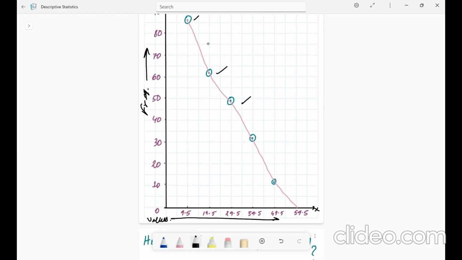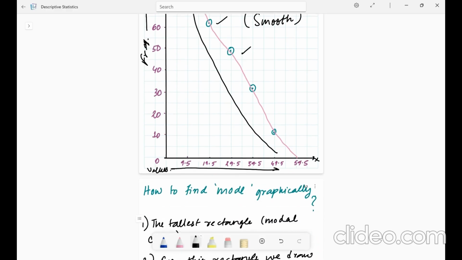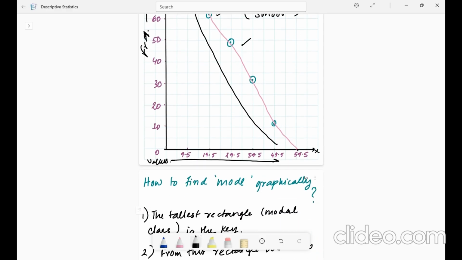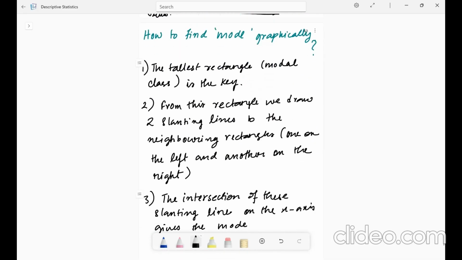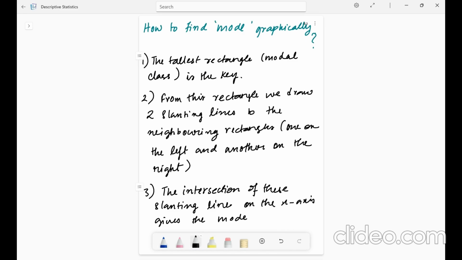Like this, you need to plot the dots and then connect them by a line. Okay, it should not be a straight line, actually it should be a curve, and it should be smooth enough. It should be drawn in one line. So at the end you have to join it till 59.5. See, 59.5.